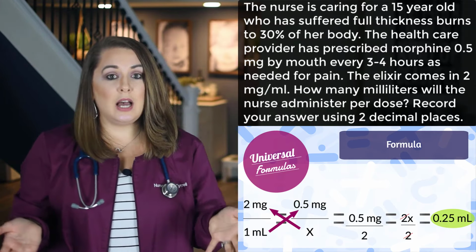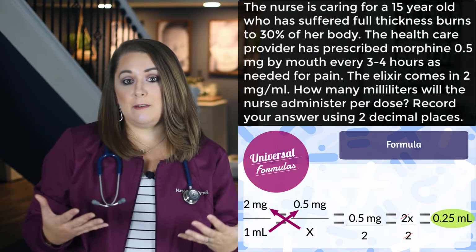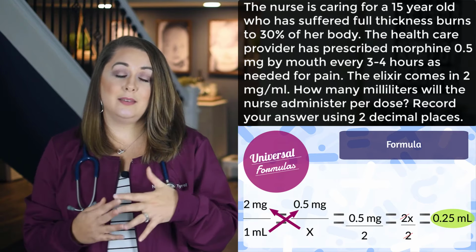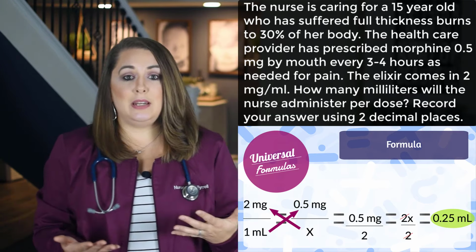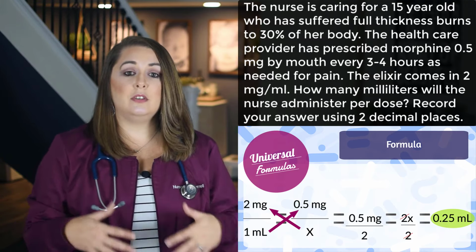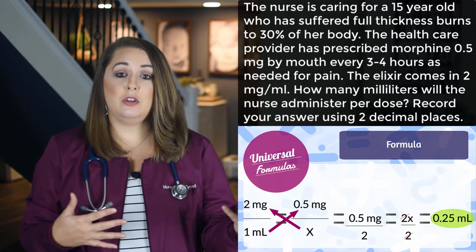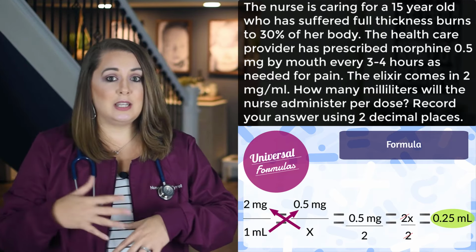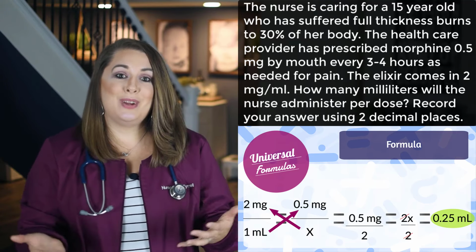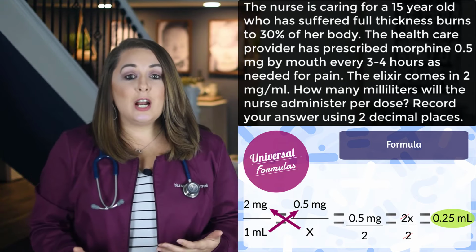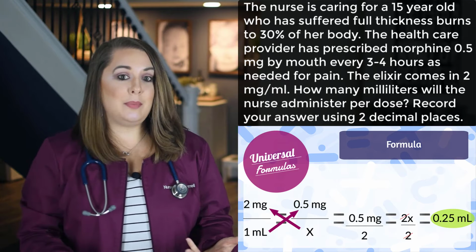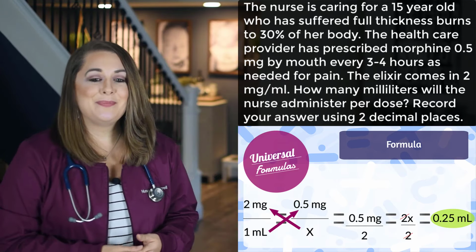So we're going to take 1 times 0.5 milligrams, which is 0.5, and that will equal 2 times X, which is written as 2X. Next, we need to solve for X by dividing the equation by the number that's in front of the X to cancel it out. So 0.5 divided by 2 equals 0.25, and 2X divided by 2 is just going to give us plain old X. So that leaves us with a final answer of X equals 0.25 mLs. And when we look at our problem, we are supposed to round using 2 decimal places, which works out perfectly because that is exactly what we have.